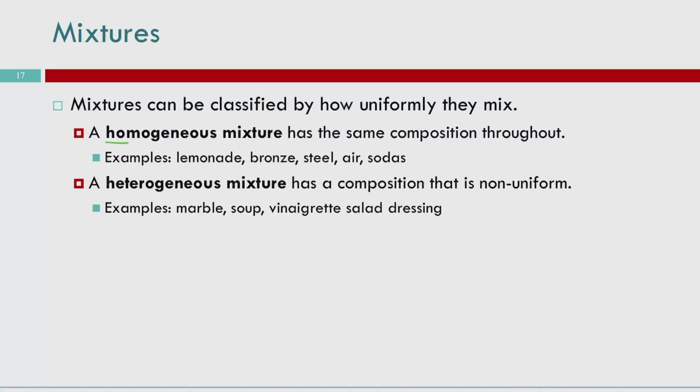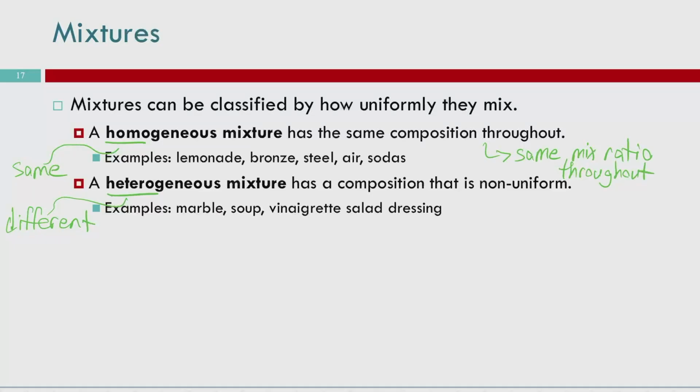One of them is homogeneous. And these are either the same consistency or different consistency throughout. So a homogeneous mixture is going to be something where, like for lemonade, if you take a sip from one part of the lemonade and a sip from a different part of the lemonade, as long as it's well mixed, you should get the same taste. You're not going to have to make sure you get it from the best part of the pitcher, right? Bronze, steel, air, sodas, all kind of the same idea. If you're pulling from one part of it, you're getting the same thing as if you pulled from a different part. So you're getting the same ratio of the components no matter where you pull it from.